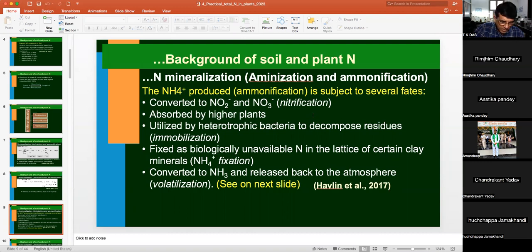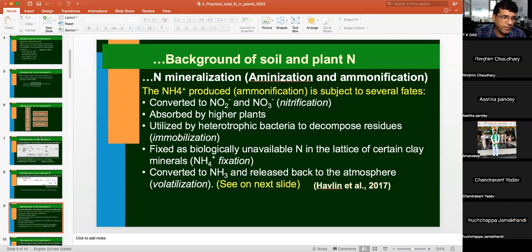And one thing Rimjim has told incorrectly, no problem, we make mistakes and it is time to correct our mistakes. She was saying that it is absorbed on the clay minerals. It is not absorbed, it actually enters into the spaces. That is the mistake, and we can correct it, no problem. And this is about the routes of ammonium.